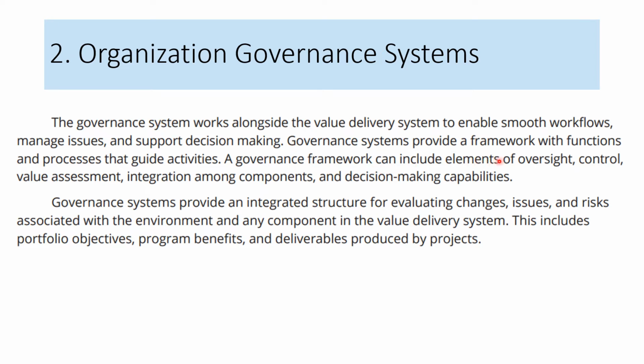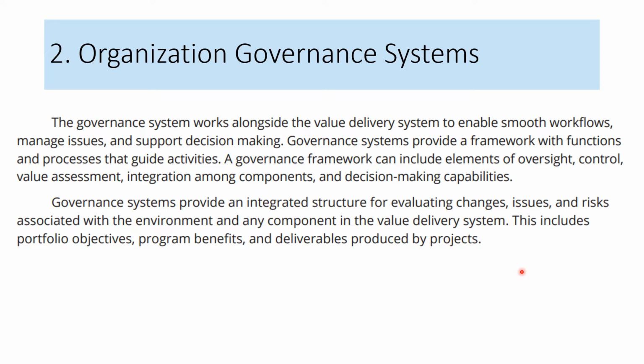Governance system provides a framework with functions and processes that guide activities. A governance framework can include elements of oversight, control, value assessment, integration among components, and decision-making capabilities. So governance system can provide an integrated structure for evaluating changes, issues, and risk associated with it. Right? These include portfolio objectives, program benefits, and deliverables produced by the projects. So in essence, you can assume organization governance system has different forms in it.